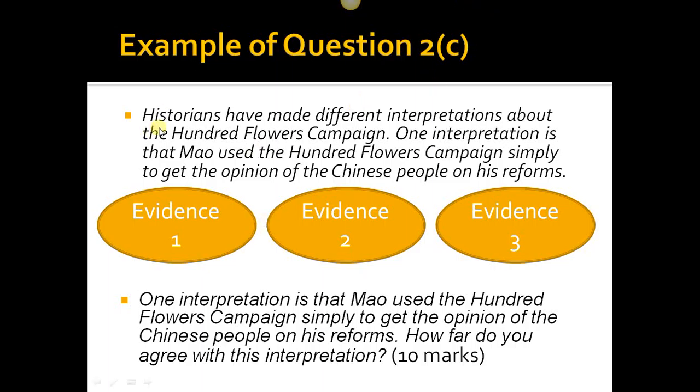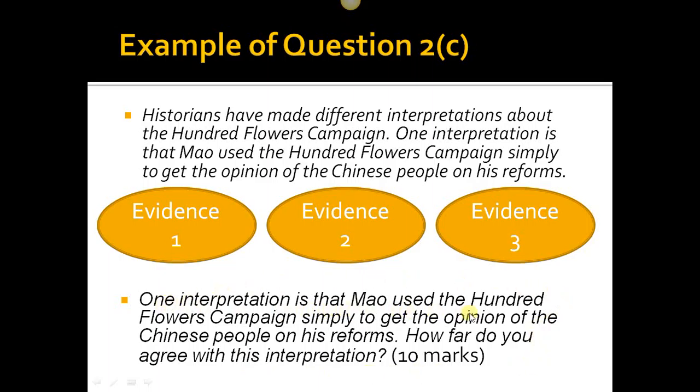So, for instance, this one will say, historians have made different interpretations about the 100 Flowers campaign. One interpretation is that Mao used the 100 Flowers campaign simply to get the opinion of the Chinese people on his reforms, okay? Now, the question will be basically set to you like this.